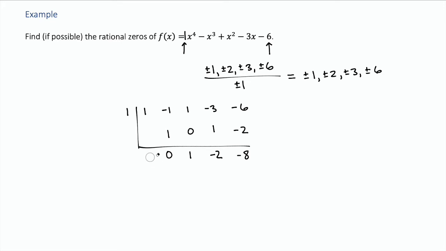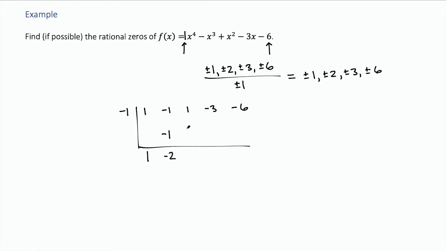So now we just go back and we try something else. I'm going to go ahead and try a negative 1. I like my small numbers. If we bring the 1 down, we get 1. 1 times negative 1 is negative 1. Negative 1 plus negative 1 is negative 2.